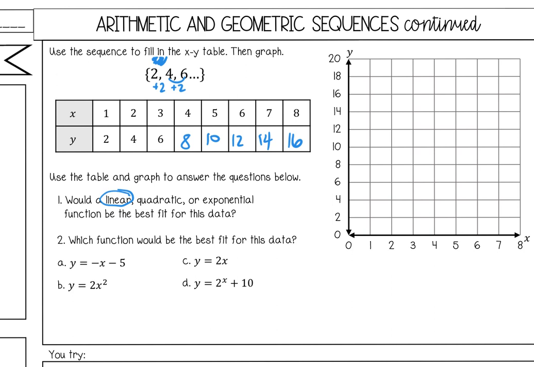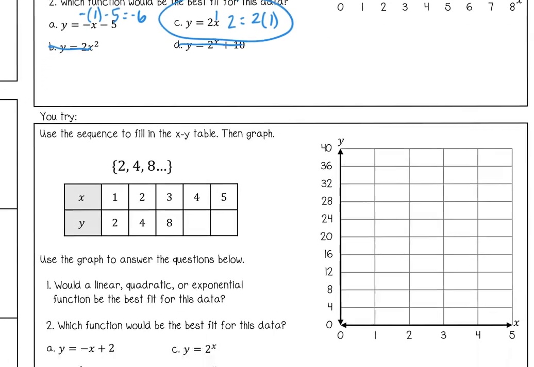And then linear graphs, this is not linear, and this is not linear. So I need to look at something on here. I'm going to look at this point. So when my x is 1, 2 times 1 is 2. Here, if my x was 1, if I did -1 minus 5, I would get -6. And you see how my y is 2? So this is my answer. So you're just plugging in the x and y to figure out which one matches.